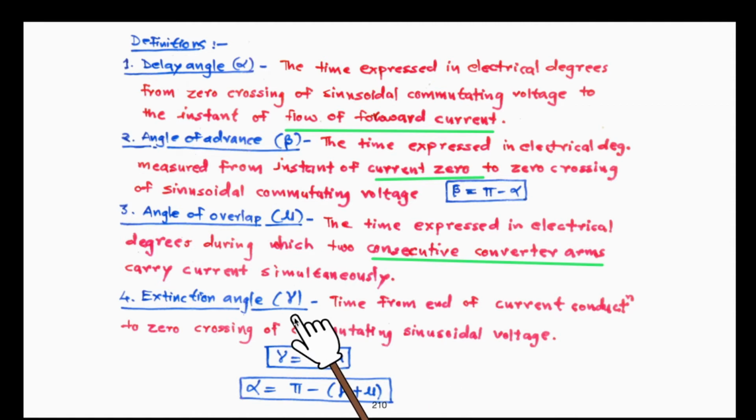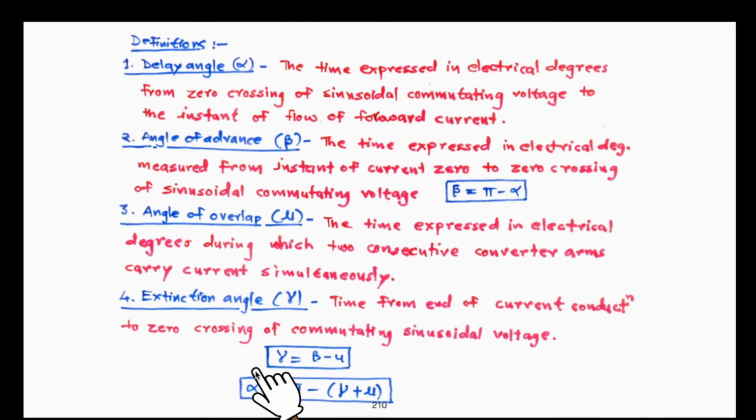And lastly, we have the extinction angle. This is very important as far as the time required for the thyristor to turn off. This governs the reactive power requirement as well. It also governs the stability of operation as far as the inverter circuit is concerned. Finally, we have to remember how the various equations are related. Just let us focus attention down at the bottom.